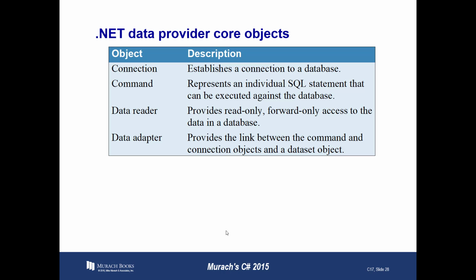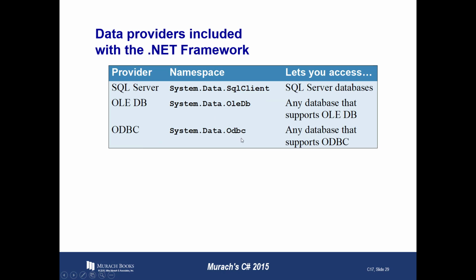We've got a data reader, which is also called a fire hose. If I have 100 records in a database and I set up a data reader, it will allow me to read record 1, then 2, then 3, then 4, then 5, etc., all the way through 100. I can only go in a forward direction, so I can't back up and look at a record I've already passed up. Finally, we've got a data adapter, which, as it says, provides a link between the command object and the connection object, and a dataset object.